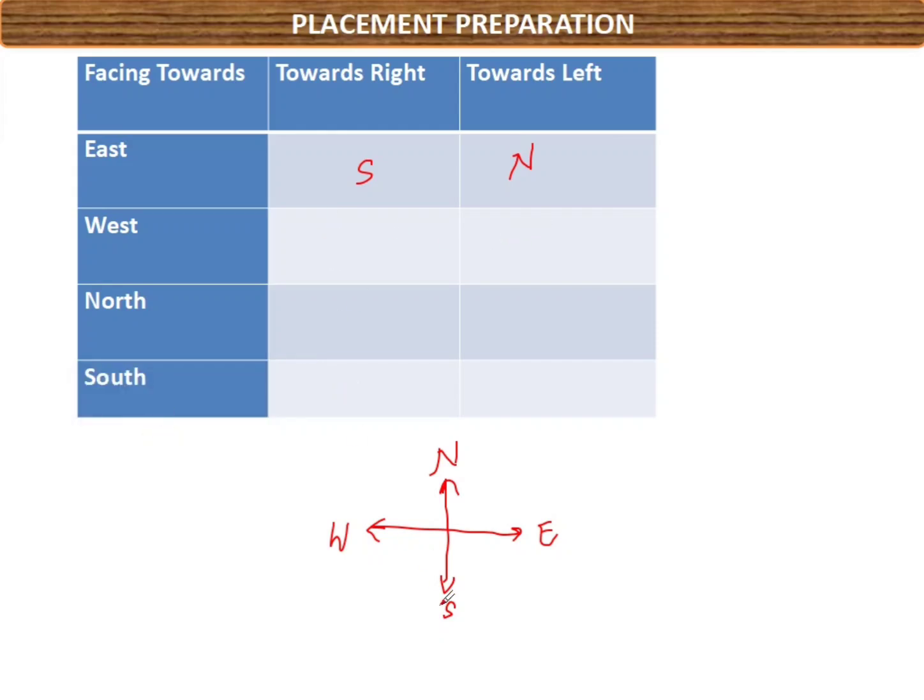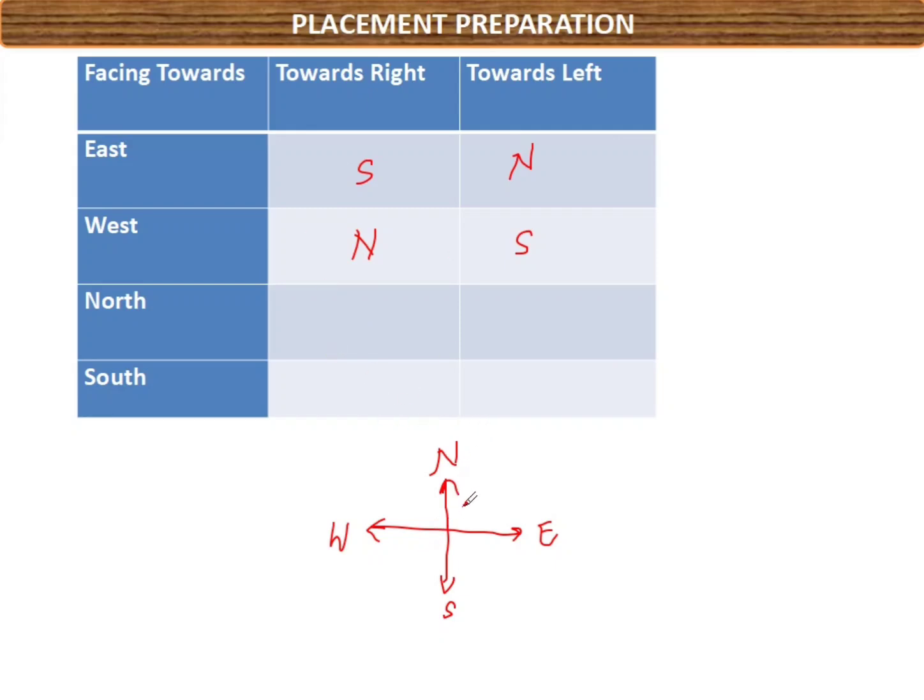So similarly, assume you are facing towards the west side. You are facing west and standing. Towards your right side, the direction present is north, and towards your left side, the direction present is south. Very simple: if you are facing east, the right side is south, so when you are facing west, it will definitely be opposite. Opposite of south will be north. Opposite of north will be south. As simple as that.